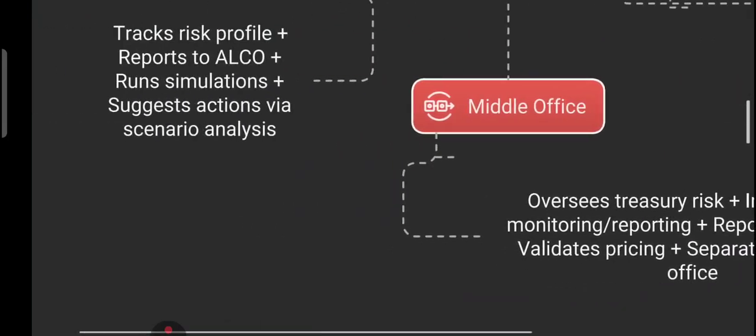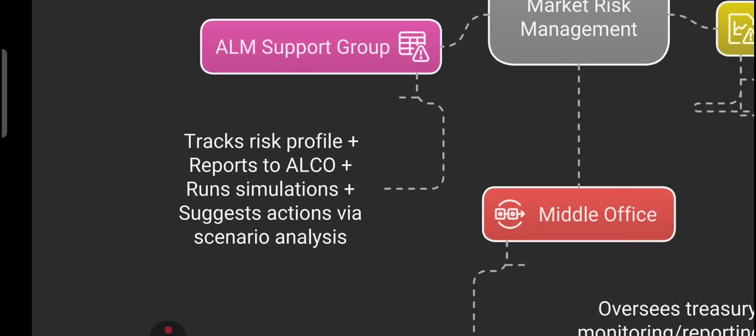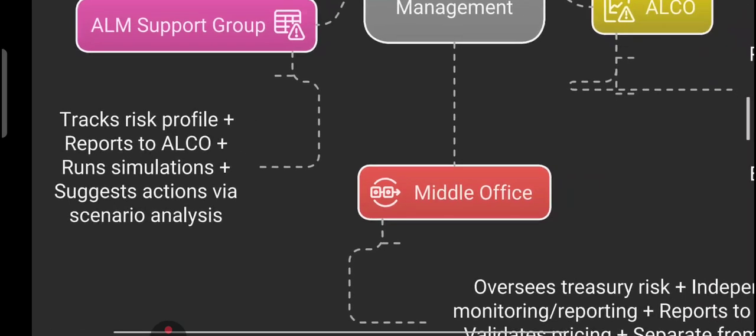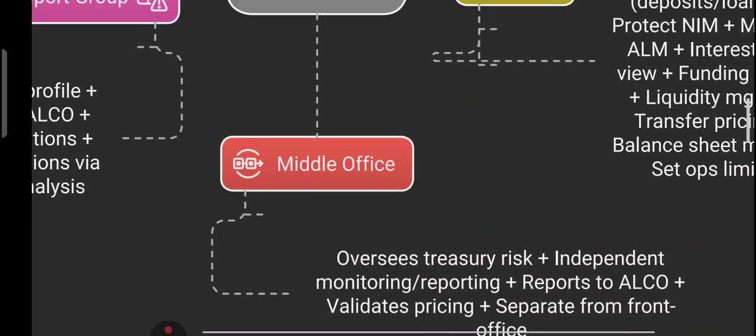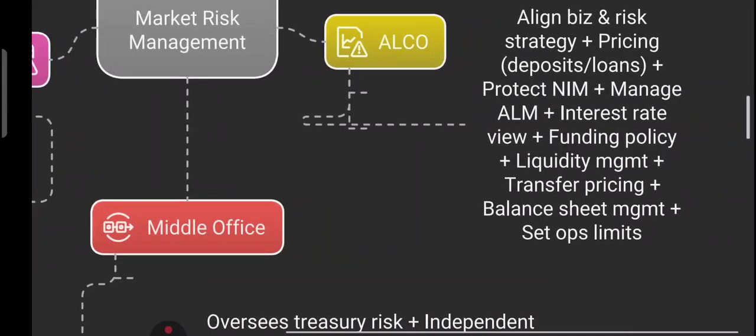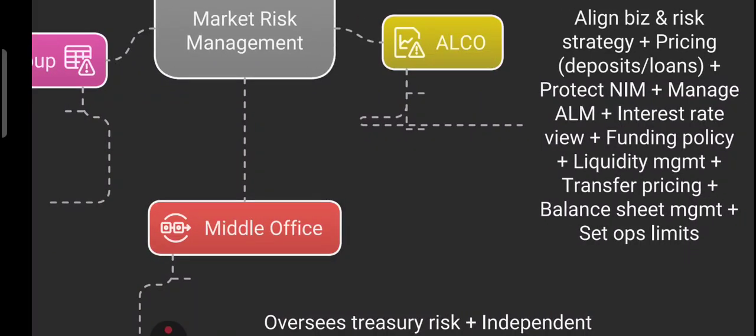ALM support group, here you can see ALM support group, they are the analysts behind the scene. They report to ALCO, run simulation, and the middle office, they are the gatekeeper of control and transparency. They oversee the treasury risk, report to ALCO. So everybody has to report to ALCO, whether it is the ALM support group or the middle office. They have to report to the asset liability committee, right? So friends, each unit has a defined role, and together they protect the bank from unexpected market shock.